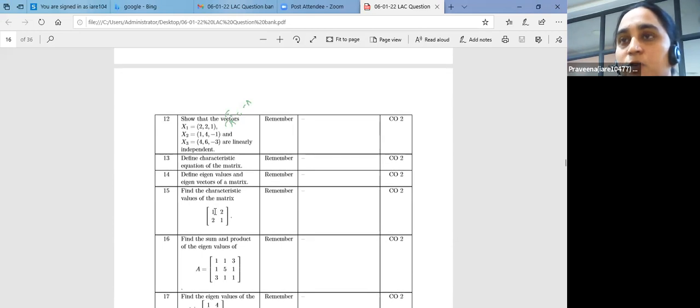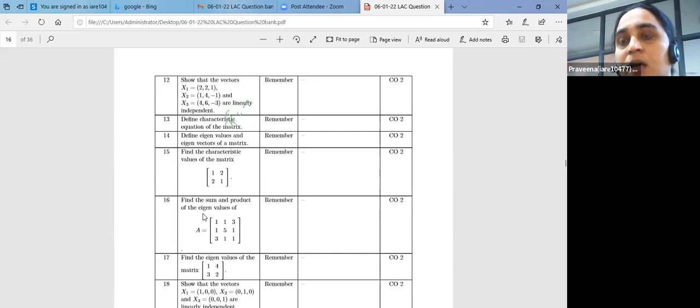And the 13th question, define characteristic equation of the matrix. Characteristic equation means what? Just write down the definition: det(A minus lambda I) is equal to 0. Next, find the characteristic values of the matrix. Characteristic values means what? For the 15th question, characteristic values means eigenvalues.